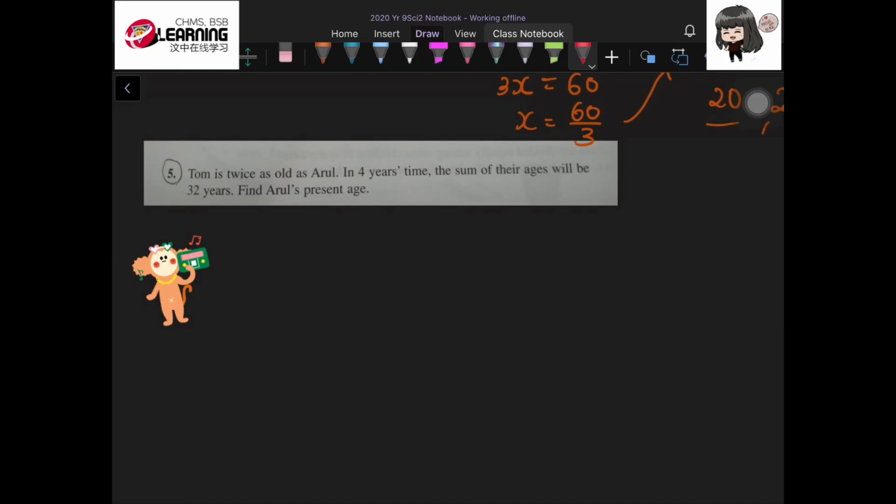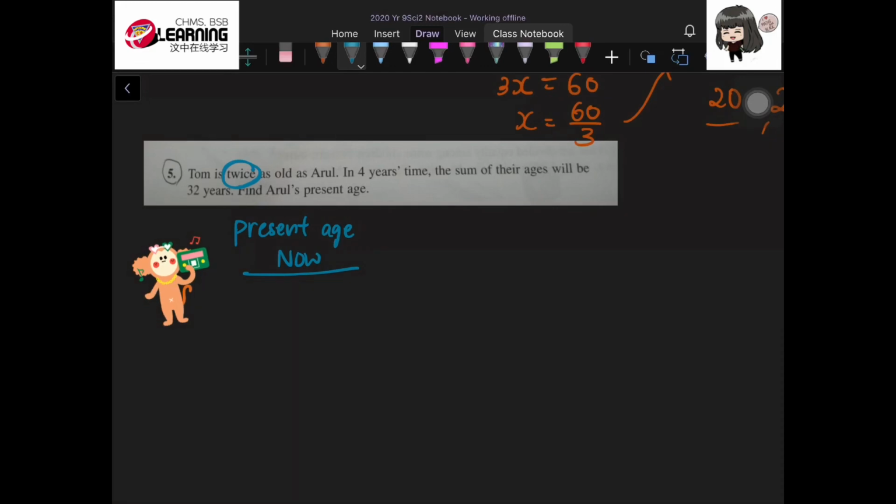Tom is twice as old as Arul. So who is older? Is it Tom or Arul? Yes, it's Tom. Tom is twice as old as Arul, so Tom is older than Arul. In 4 years' time, the sum of their ages will be 32 years. Find Arul's present age. So present age means now.